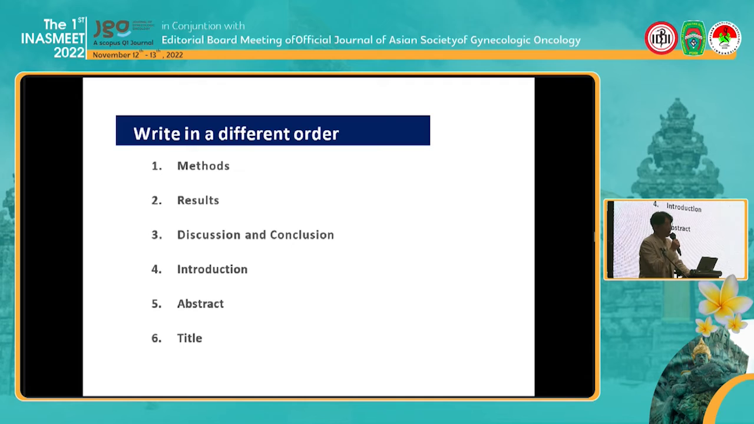Although the manuscript appears in the IMRAD section order, to clearly convey the meaning of the manuscript and to prepare it more logically, it is better to write in this order. First, write the method section, followed by the results, discussion, and conclusion sections, and the introduction last. Finally, you can write the abstract and title at the end.